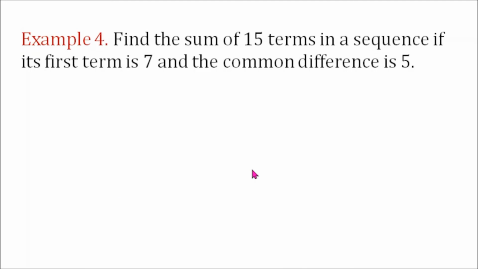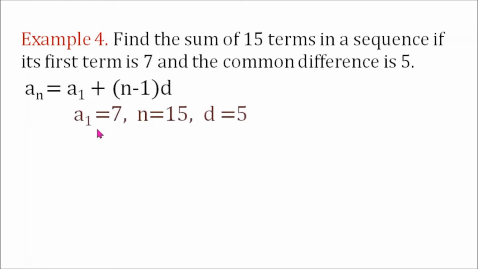Example number 4. Find the sum of 15 terms in a sequence if the first term is 7 and the common difference is 5. Here, we do not know the 15th term. So to find the 15th term, we can use this formula: a sub n equals a sub 1 plus the quantity n minus 1 times d. Okay, a sub 1 is 7 and n is 15 and d is 5.